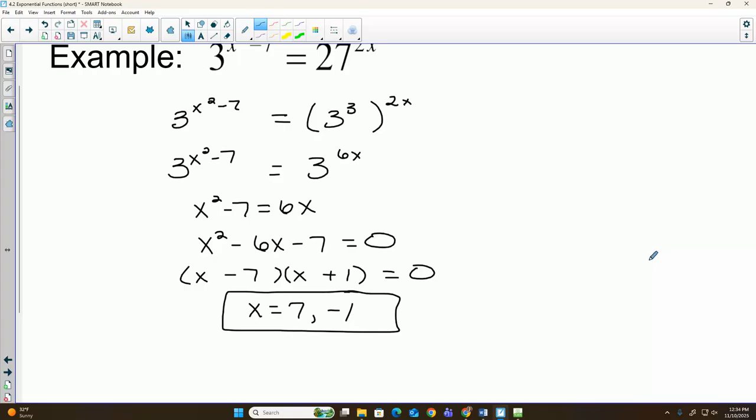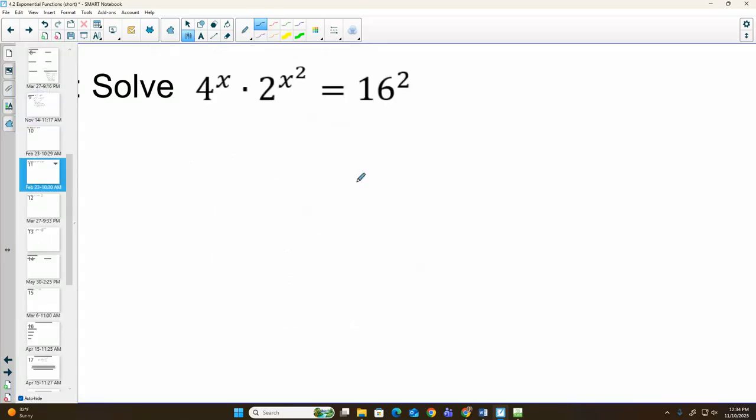Do you guys think you can try one over one? Why don't you do this one?